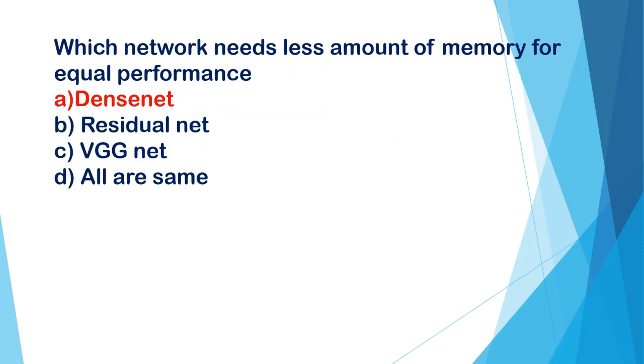Which network needs less amount of memory for equal performance? A. DenseNet, B. Residual net or ResNet, C. VGG net, or D. All are same. And the correct option is A.